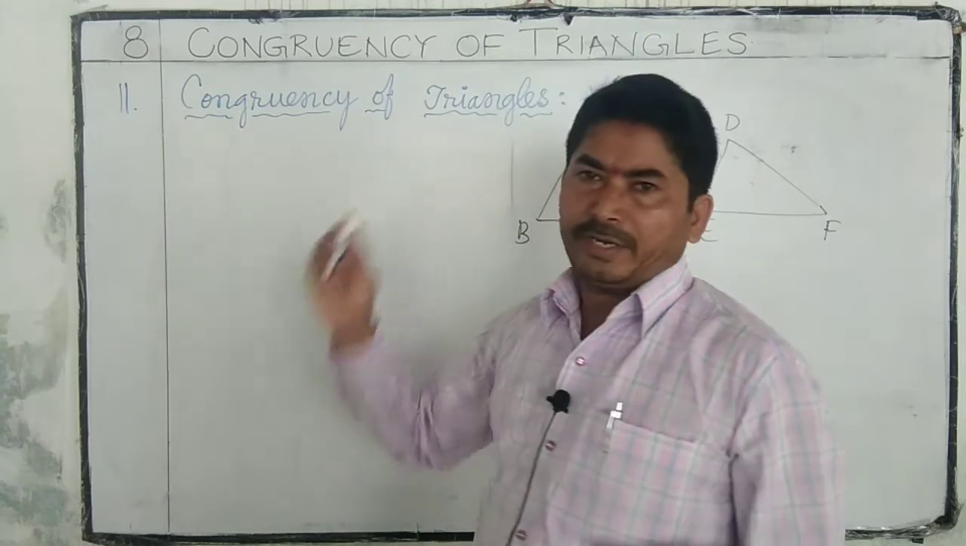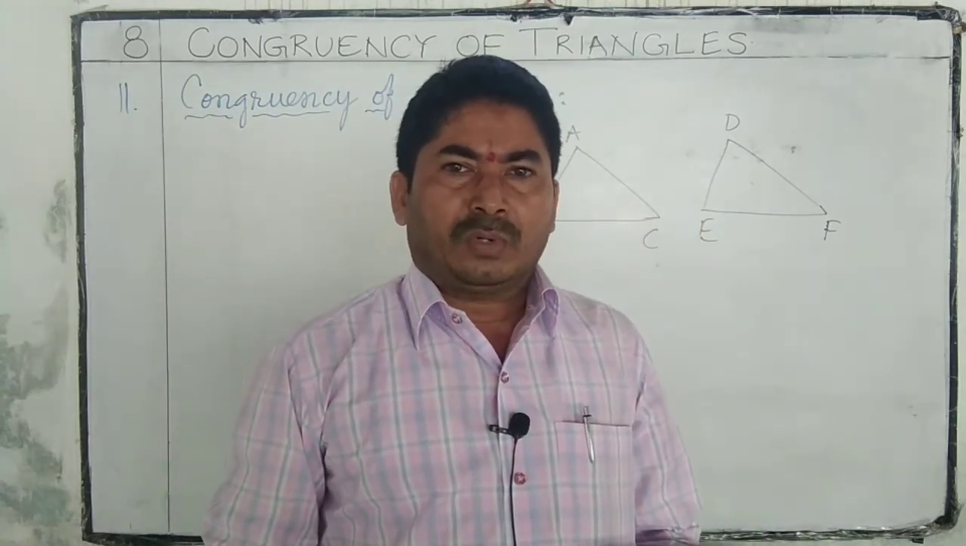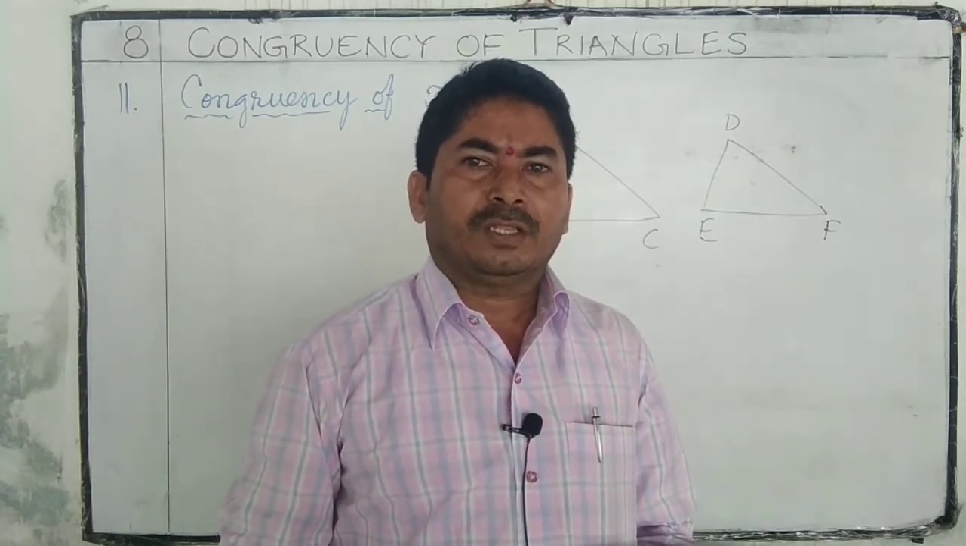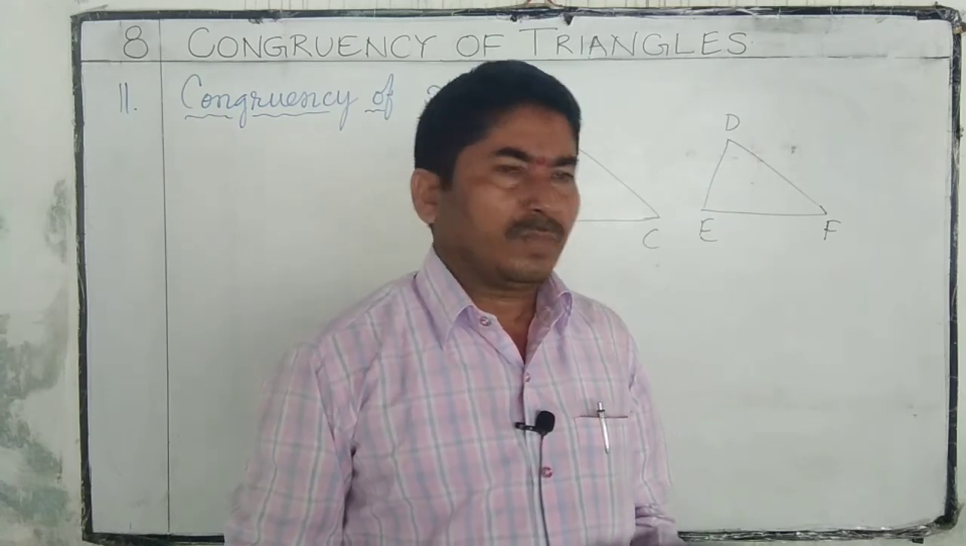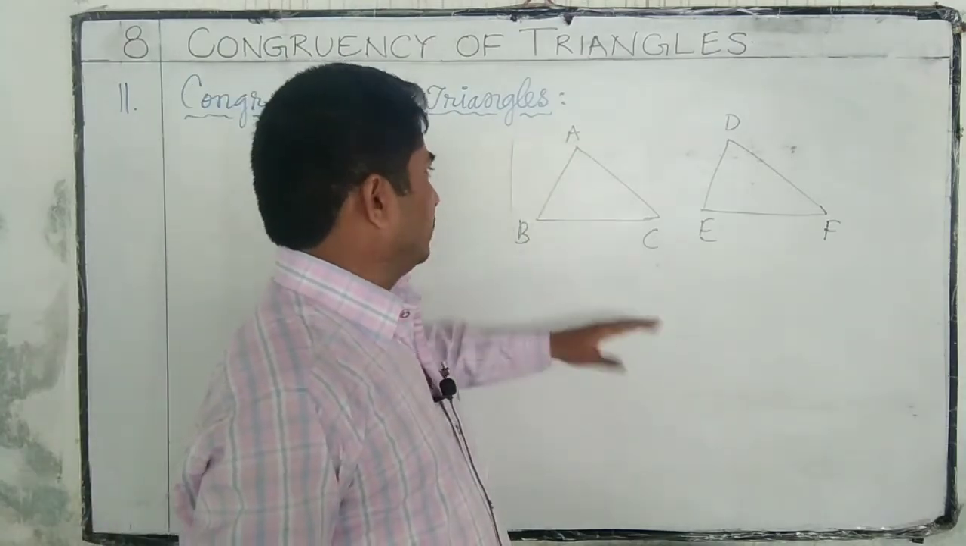Congruency of triangles. If the corresponding parts of two triangles are congruent, then the triangles are congruent. Let us observe two triangles' corresponding parts.